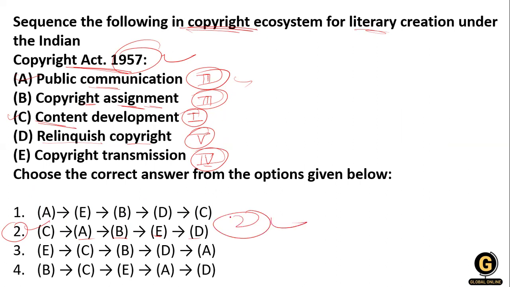How do you remember it? You have to collect the content. After that, you communicate with the people. That means you are collecting the data, and after communicating that, you prepare your assignment, and after you prepare your assignment, there is a copyright transmission. Last one is the relinquishment of the copyright. Okay, clear.